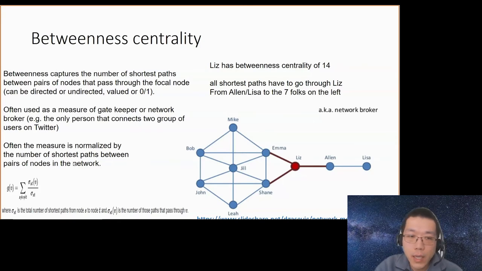We don't have enough time, so I won't go through all the mathematical details, and I won't exactly give you time to count, so you probably just have to take my word for it. But if we look at this example, Liz has a betweenness centrality of 14. And why is that? Because for Alan to get to all the 7 folks on the left, it has to go through Liz. So there are 7 shortest paths there. And same for Lisa. If Lisa wants to get to all the 7 folks on the left, it has to go through Liz. So 7 plus 7 gives you a betweenness centrality of 14 for Liz.